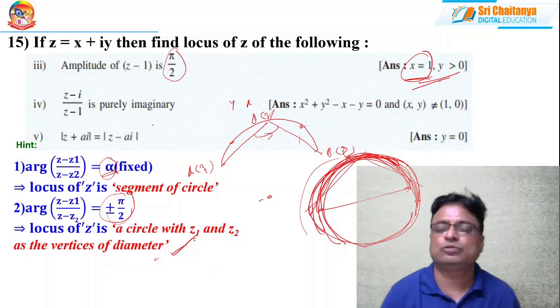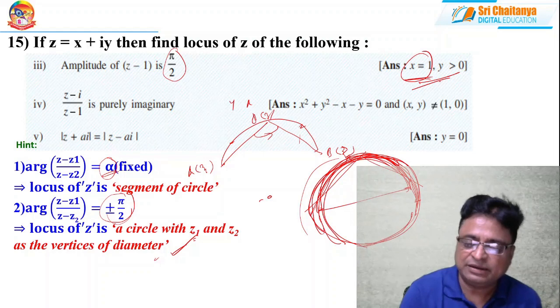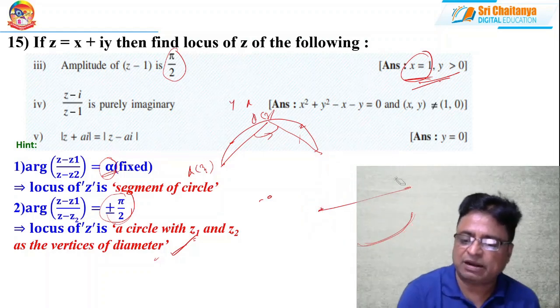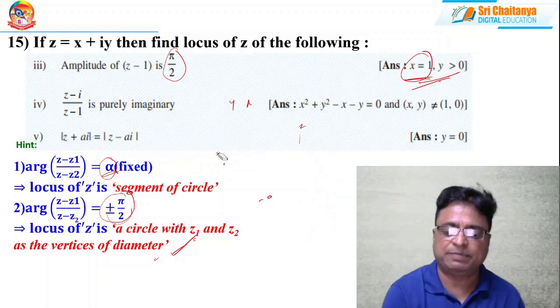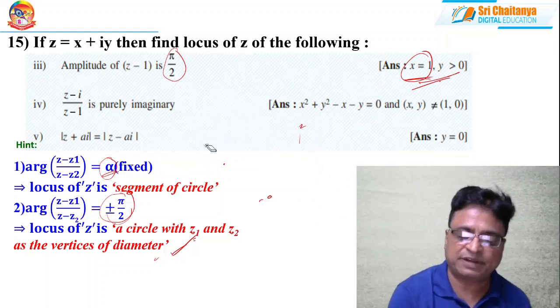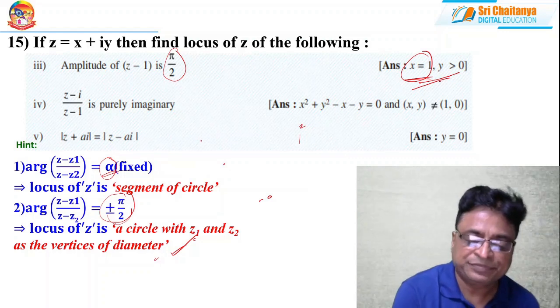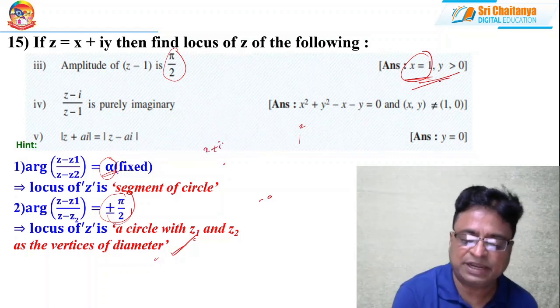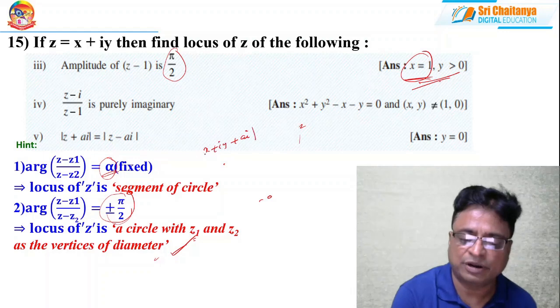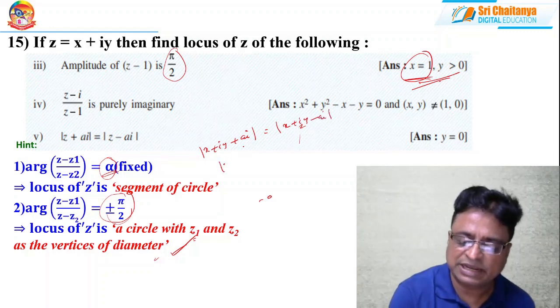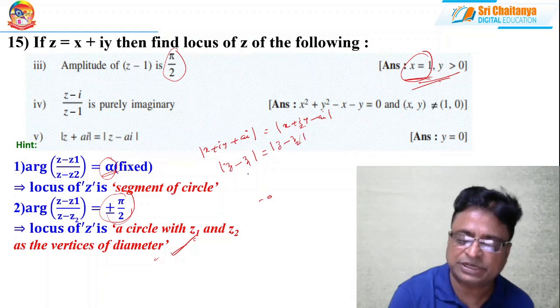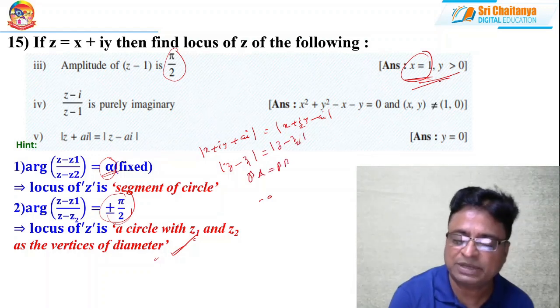That's why please go through these two results. And here in the fifth one, it is very clear. Already we derived some results in our previous video. From equation number 5, it is very clear that I can write this as modulus of x plus iy plus ai equal to modulus of x plus iy minus ai. That means z minus some complex number z1 equals z minus some complex number z2. That means PA equals PB. It is nothing but the perpendicular bisector.